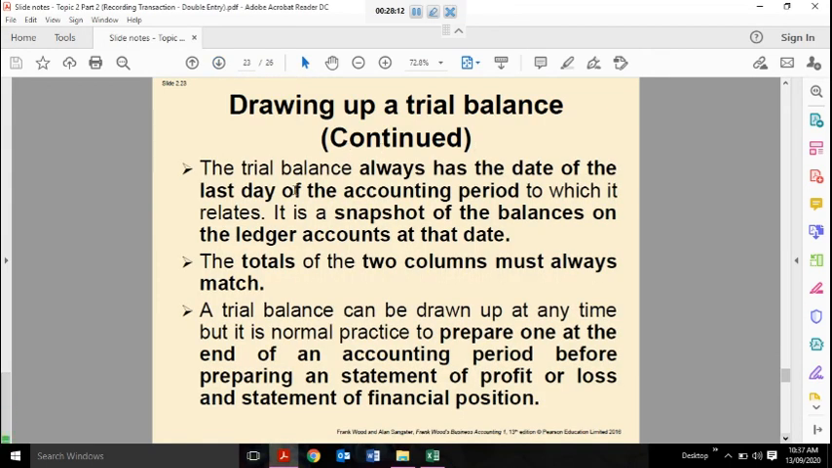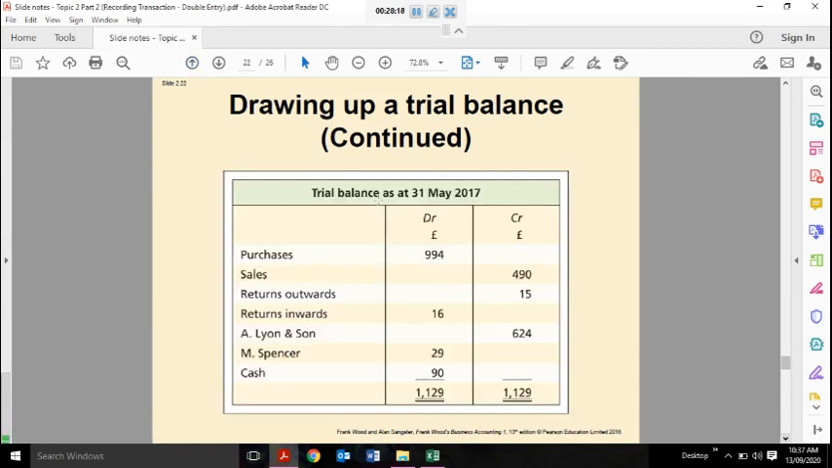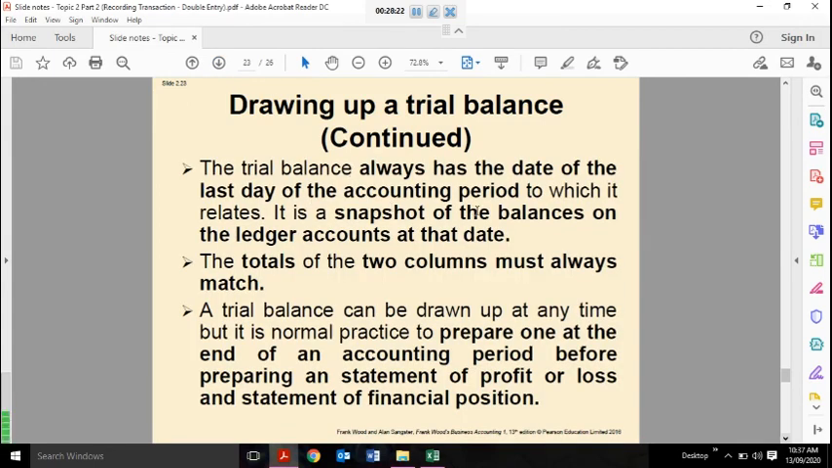Okay, drawing out the trial balance. The trial balance always has the date of the last day of the accounting period. This is a title. It is a snapshot of balances on the ledger accounts at that date. A ledger account is the T form. And the totals of the two columns must always match, must be balanced.